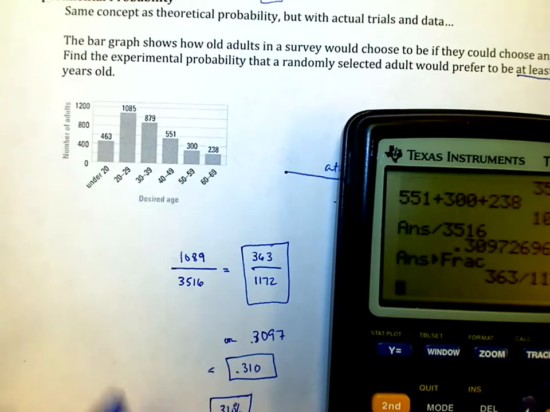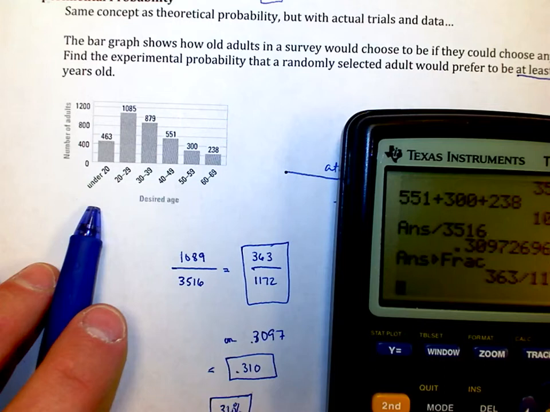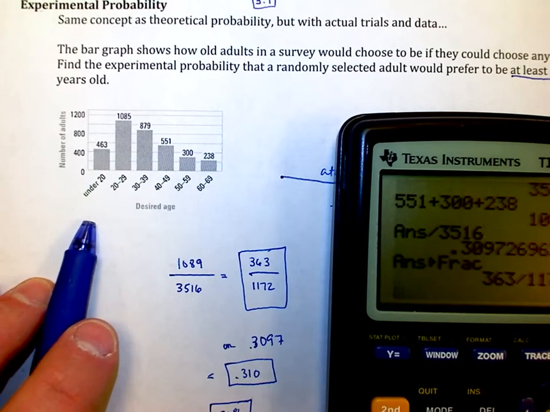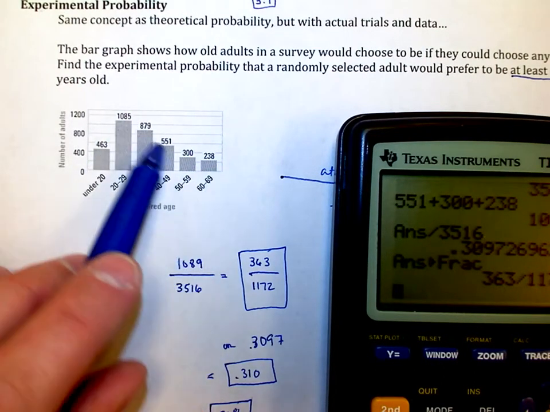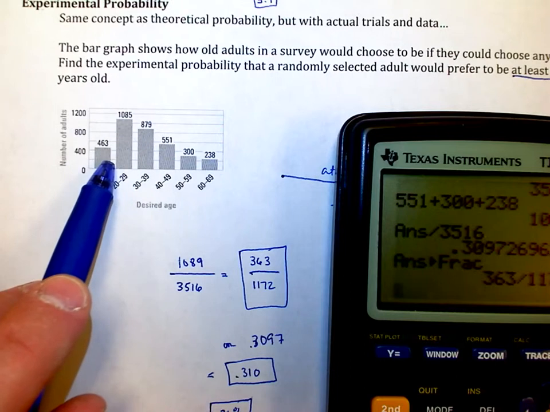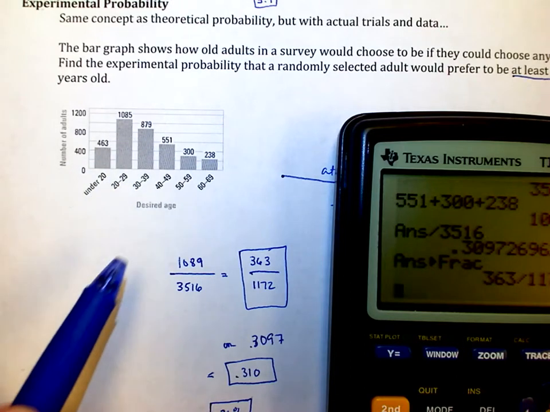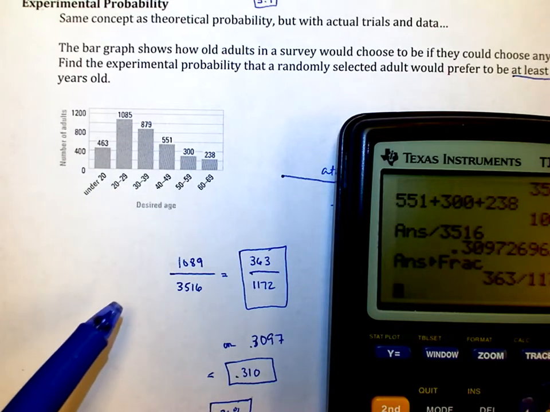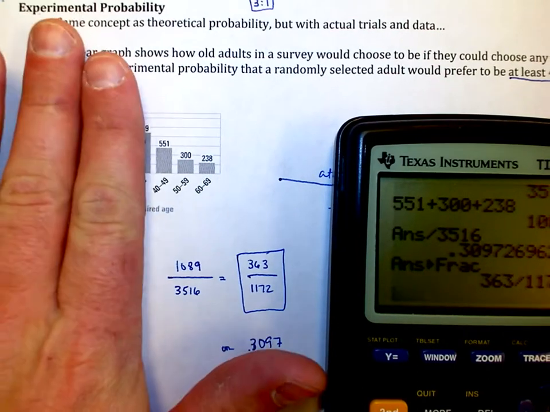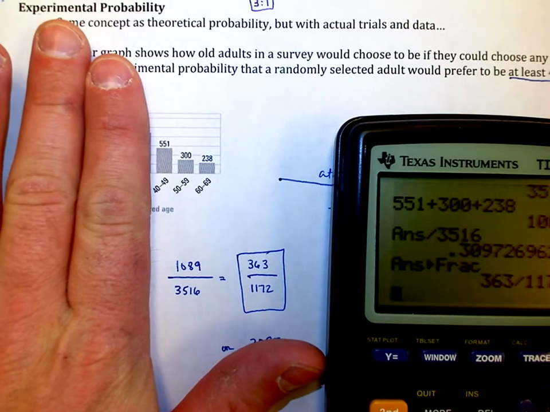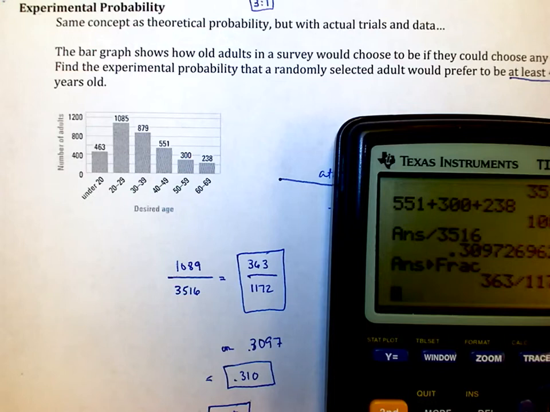It's a matter of looking at a graph or a table, which is a pretty important skill, and finding the total number of possibilities, so the number of surveyed people in this case, add all those numbers up, and then on the top of the fraction is how many people meet my criteria. In this case, at least 40 were only the numbers on the right-hand side, right? Adding them up.